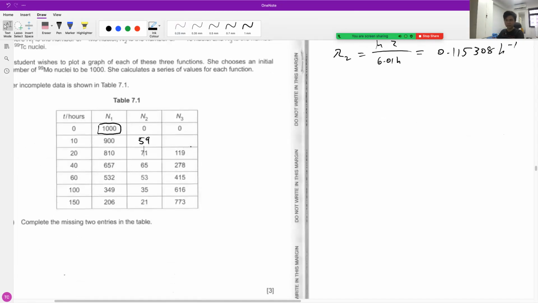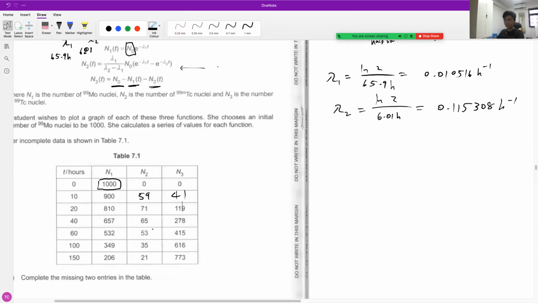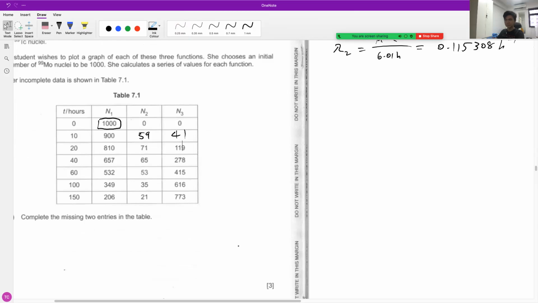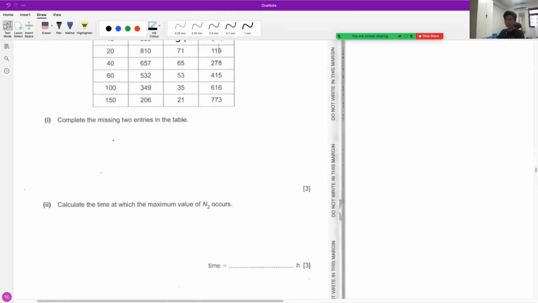And for n3, we know that n3 is equal to 1000 minus n1 minus n2. So that will be 41. Okay, so yep, that's right. So we have done the first part.